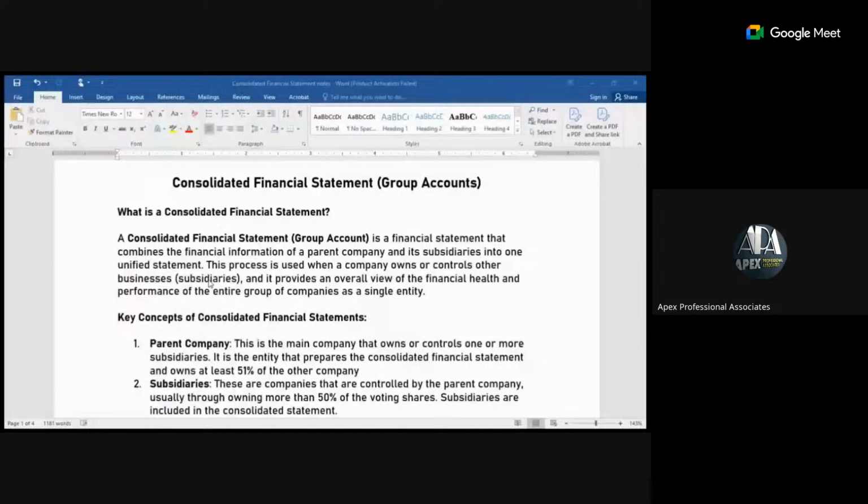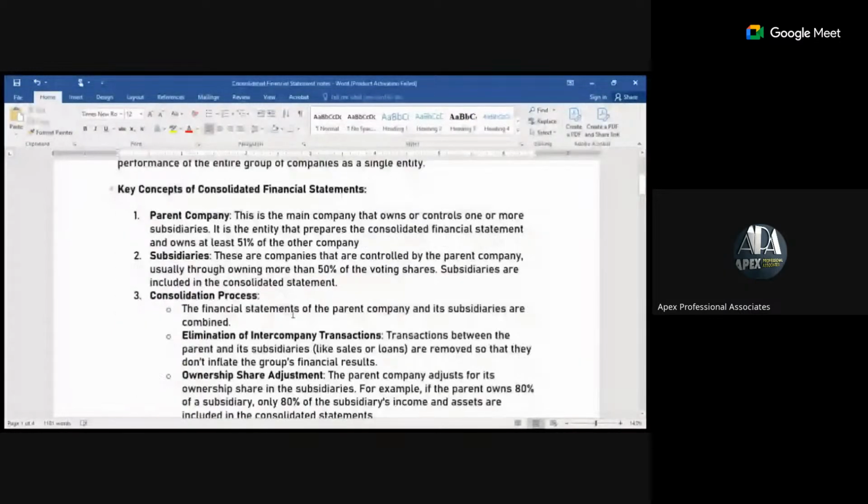We are saying that a parent is the main company that owns or controls one or more subsidiaries. This is the entity that prepares the consolidated financial statement and owns at least 51% of the other company. I don't know if that is clear. Then subsidiaries, these are companies that are controlled by the parent company, usually through owning more than 50% of the voting shares. Subsidiaries are included in the consolidated statement.